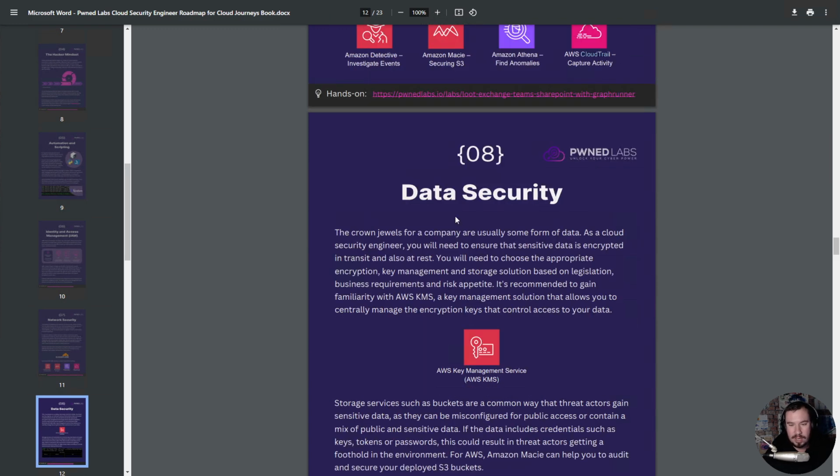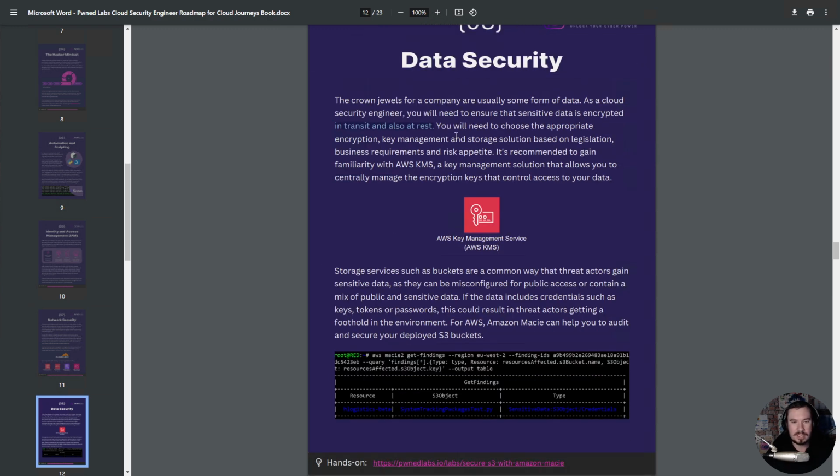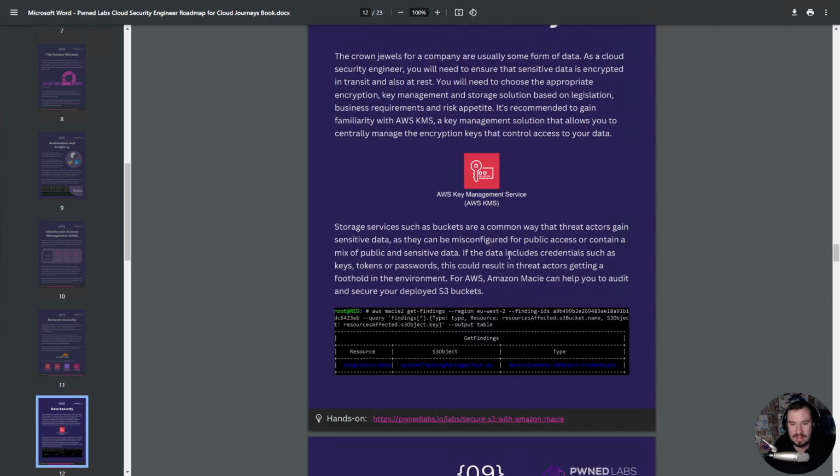Data security. We already talked about this a little bit, but as a cloud security engineer, we will need to ensure that sensitive data is encrypted in transit and also at rest. Remember, data is always a responsibility of us, not the responsibility of AWS or Azure or GCP. Customer data is your responsibility as a cloud engineer or as an organization. So it talks about key management. You don't want to store clear text credentials in scripts, just like you don't want to do in an on-prem environment, but you'd be surprised how often we find things like this.